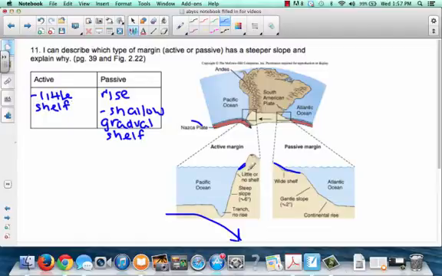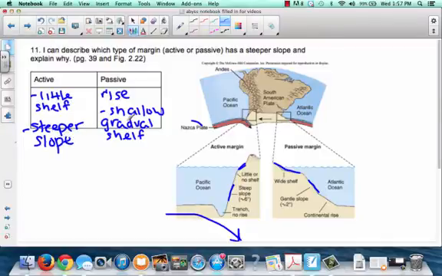The second thing I want you to look at over here is going to be the slope. Active margins have a very, very, very steep slope. Whereas if you look over here on passive, it's not as steep and it's more gradual. So over here in active, you're going to have a steeper slope.